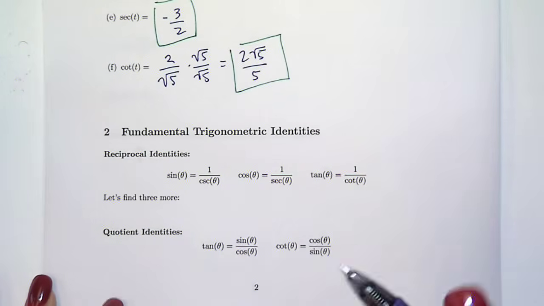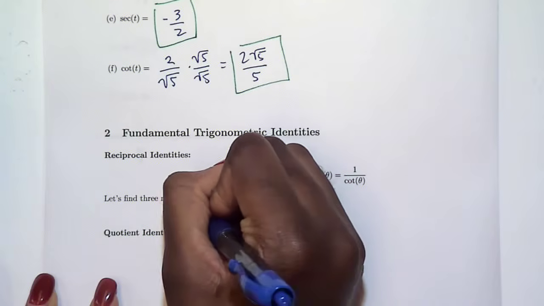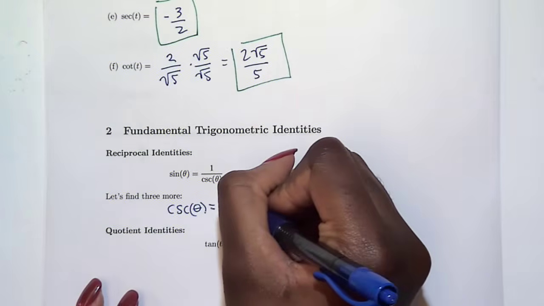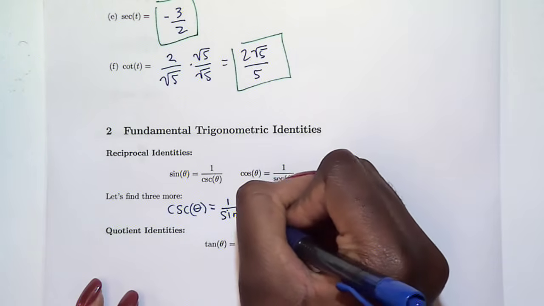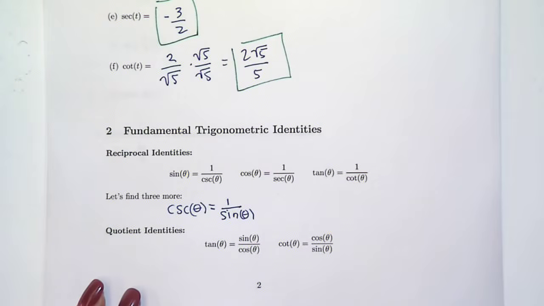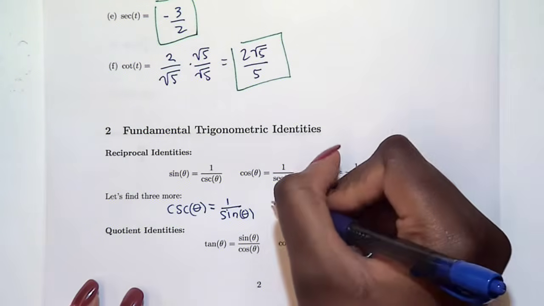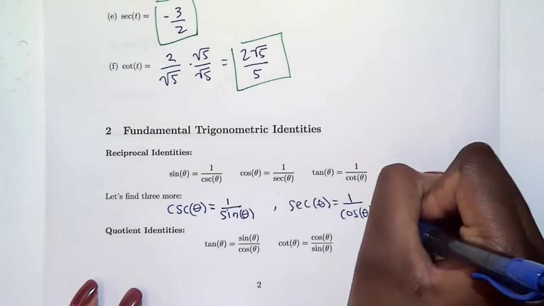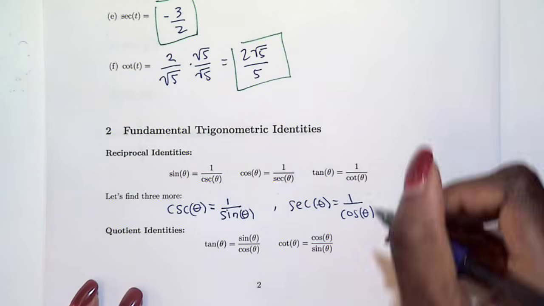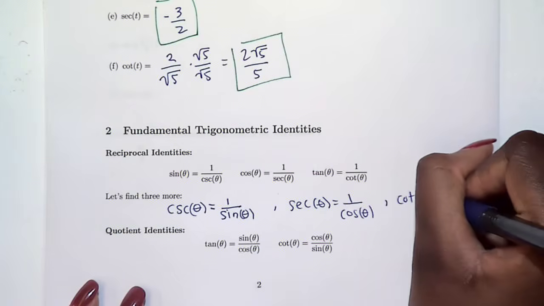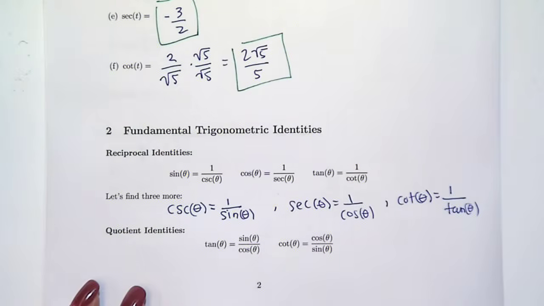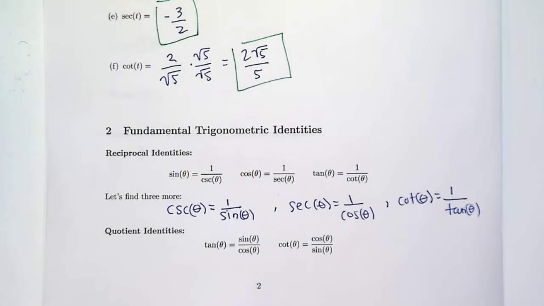All right, so 3 more would be, we could say that cosecant theta is equal to 1 over sine theta, because cosecant and sine are reciprocals. Secant theta is 1 over cosine theta, and cotangent theta is 1 over tangent theta. So these are all of our reciprocal identities, and these will come in handy along with our quotient identities.